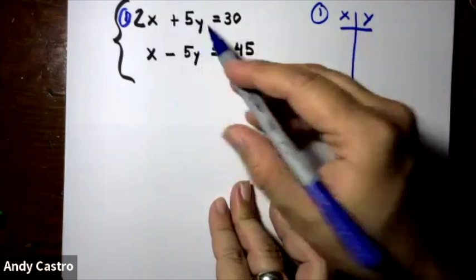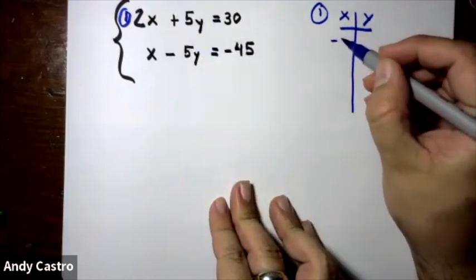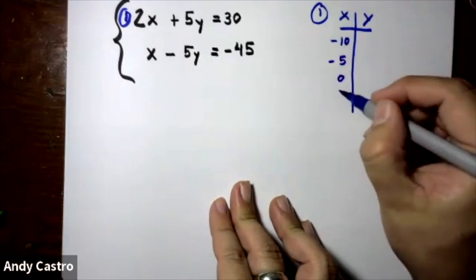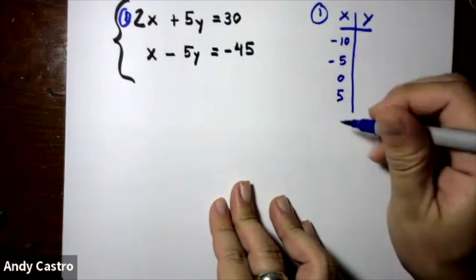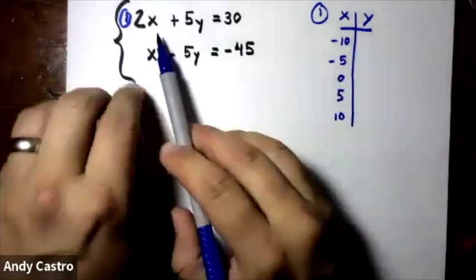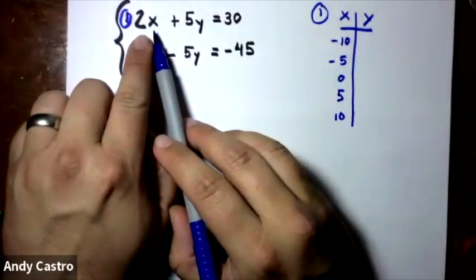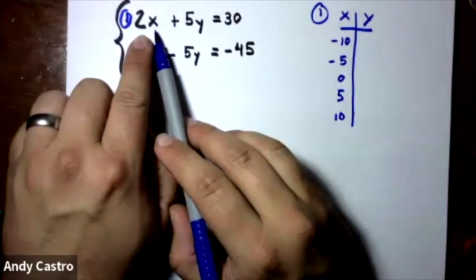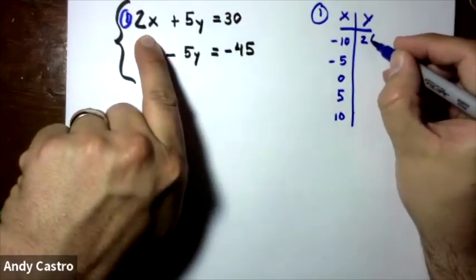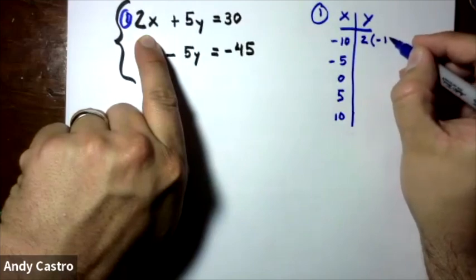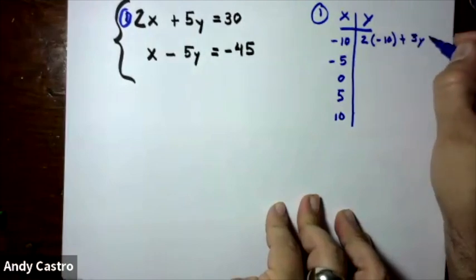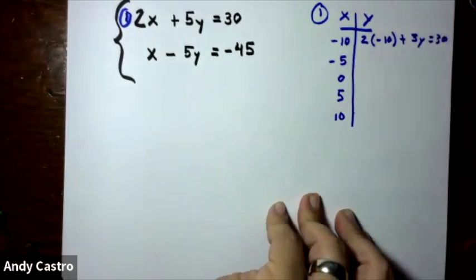These are kind of big numbers. It looks like we have multiples of 5, so I'm going to try to make it easy on myself. -10, -5, we'll say 0, 5, and 10. All right, so if I plug in -10 for x, I'm going to get, and I'll go ahead and write it here, 2 times -10 plus 5y is equal to 30.